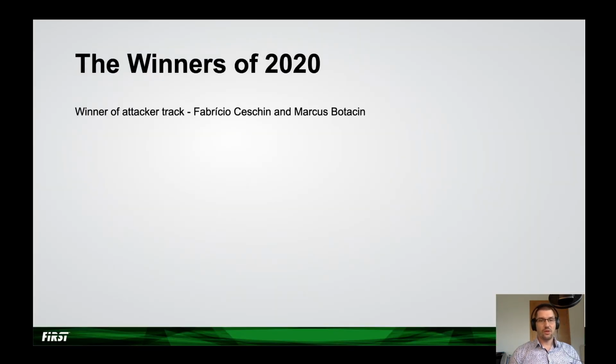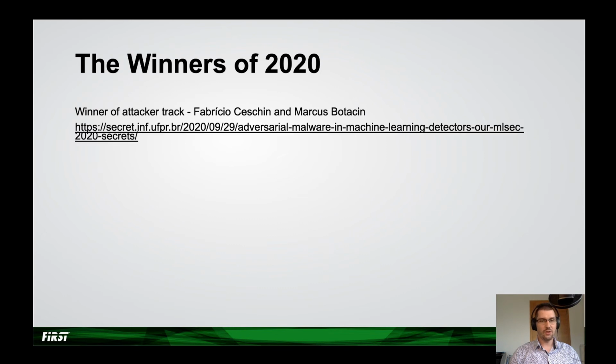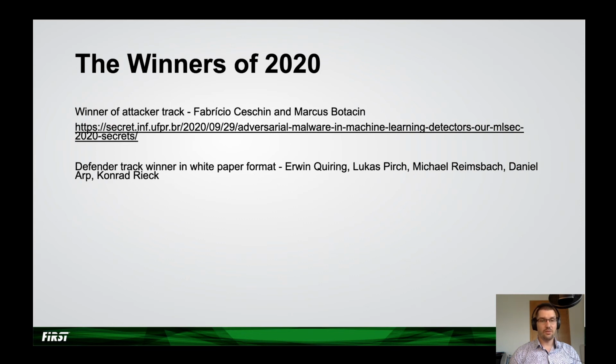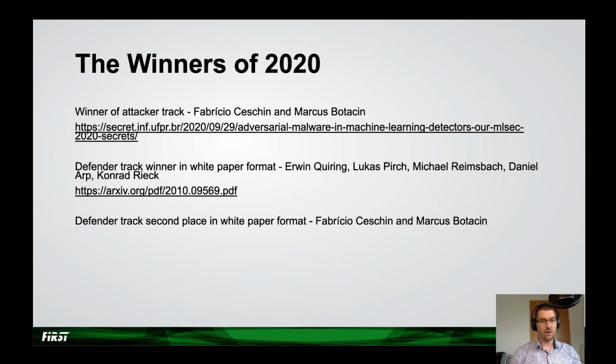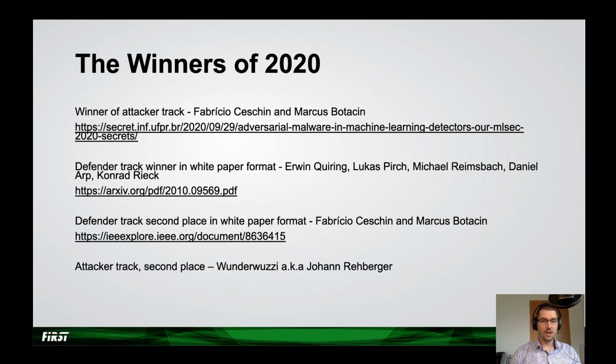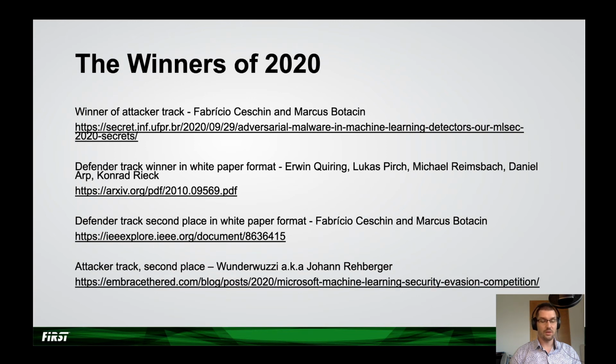So the winners of 2020, the attacker track by the nickname Need for Speed, were Fabrizio and Marcus. Congratulations for that. You can download their paper from the following URL. And the Defender track winners were Erwin, Lucas, Michael, Daniela, and Konrad. They also have a white paper. And the second place for the Defender track also goes to Fabrizio and Marcus. And the attacker track second place was won by Wunderwuzzi. I highly recommend you to check out his blog. He also has a lot of interesting research from red teaming there.